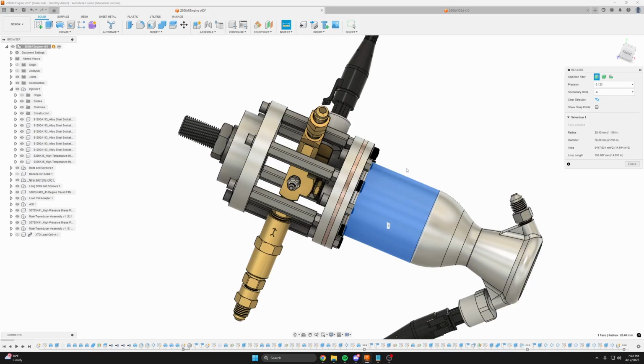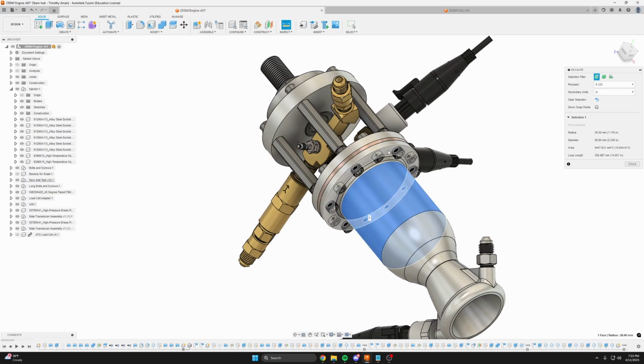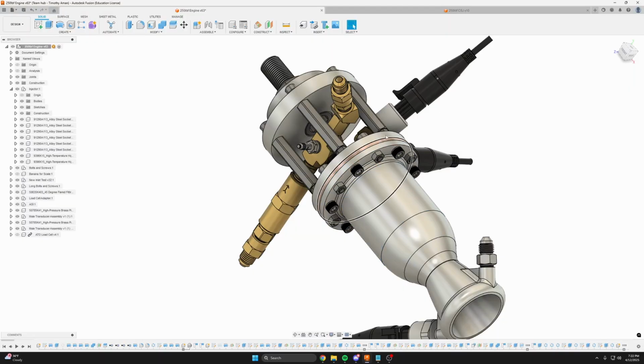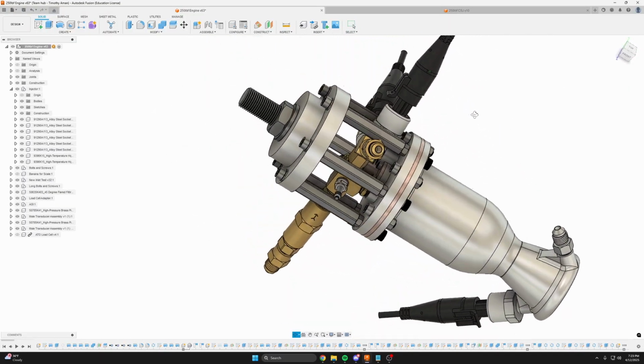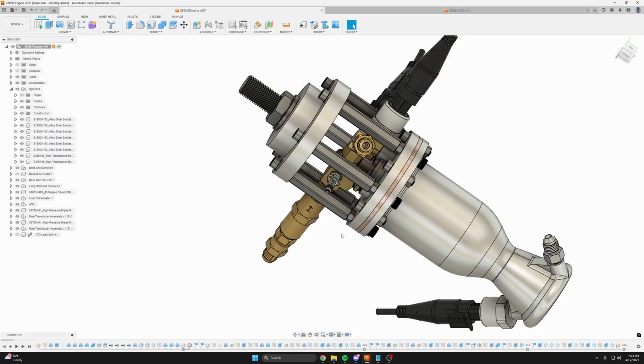Yeah, I mean, 2.5, and then at the largest, it's a little over 3, and you can still fit an augmented spark igniter in there. So, yeah, those are the main design considerations.